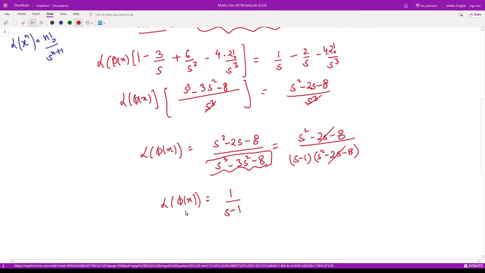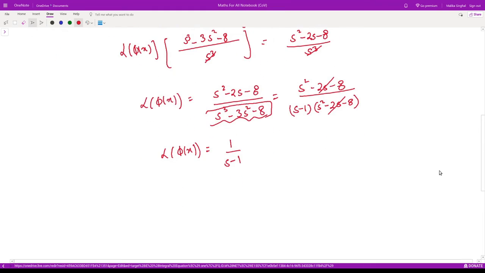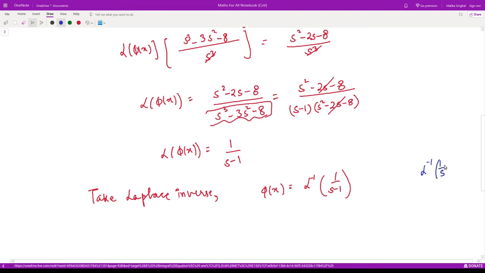So now how to take the Laplace inverse? Next step is to take the Laplace inverse on both sides. So we obtain phi of x is equal to Laplace inverse of 1 by s minus 1. Now it is similar to calculating the Laplace inverse of 1 by s. We know the Laplace inverse of 1 by s is equal to 1. We all know that, right? But here instead of s we have s minus 1. So we can use the first shifting property, or the inverse of the first shifting property.